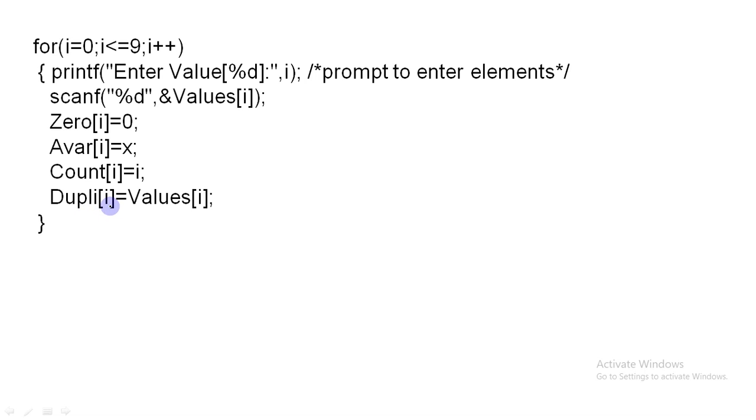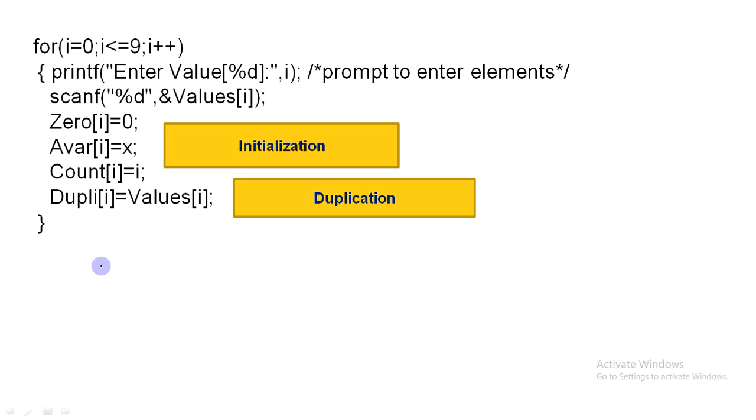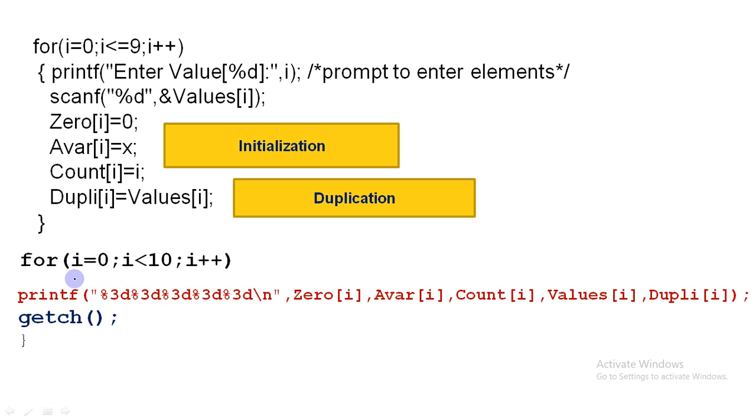Dupli of i. This is an empty array, and this will just copy whatever is there in the array called values array. Now this is called initialization, and you should remember a very important point. The initialization of an array usually happens without the use of keyboards. Here we are just filling it, and the for loop does the magic. And here duplication, this is the duplication manipulation that is being done on an array. So this is the printing of an array.